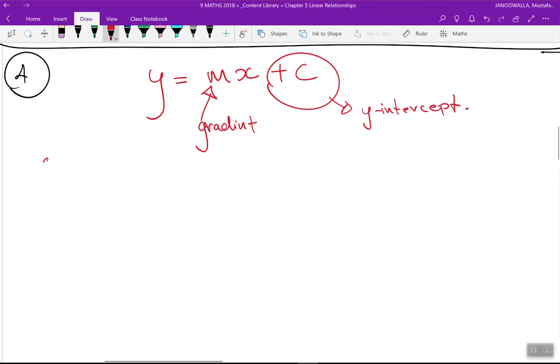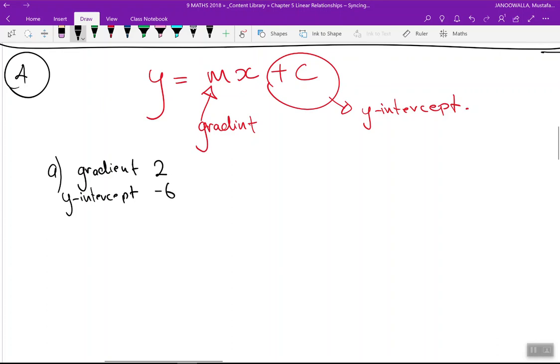Part A says there's a line, I'll write this in black. A line has a gradient of 2 and a y-intercept of negative 6. So if I was to write this equation, all I need to know is that general formula at the top in red there.